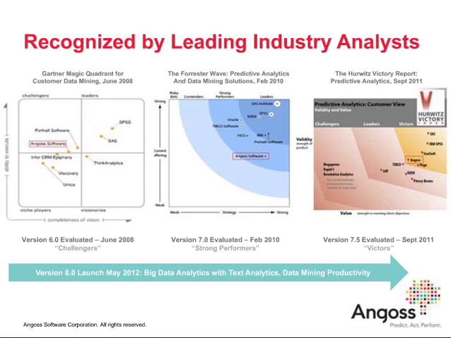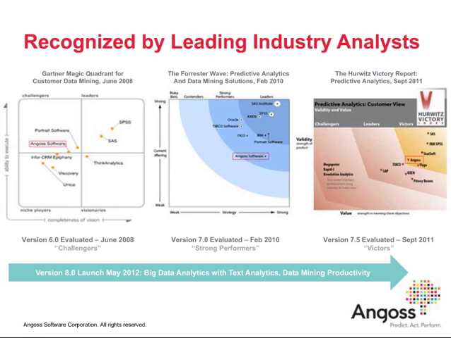We've been recognized by all of the analysts over the years, and this is an evolution of how things have gone for us. On the left, we start with Gartner's last Magic Quadrant for data mining, which they haven't updated since 2008, which evaluated version 6 of our product. We were ranked as a challenger there. Forrester did a wave in 2010 and evaluated our version 7. We were a strong performer there. And Forrester is just in the process now of doing an update to this wave.